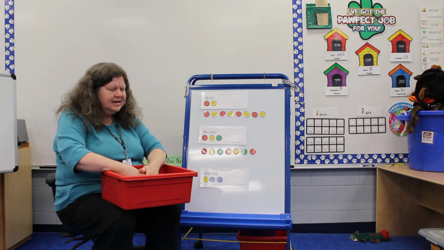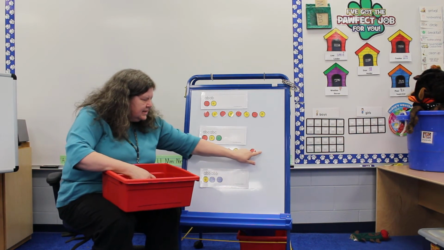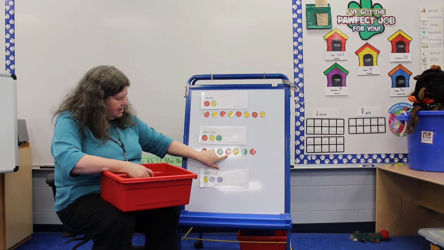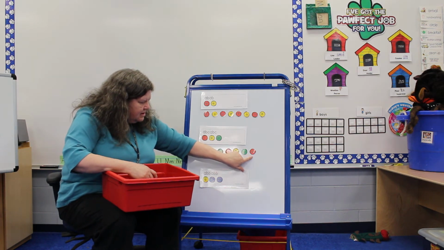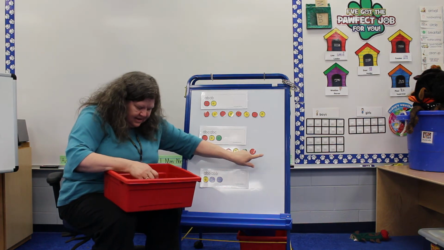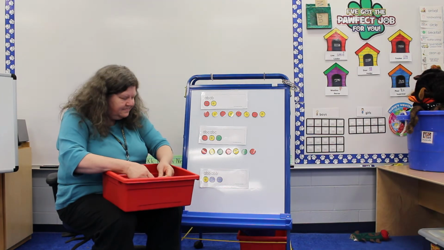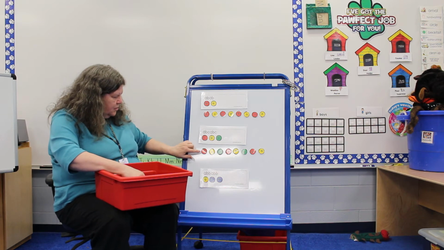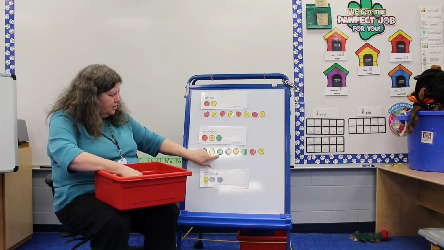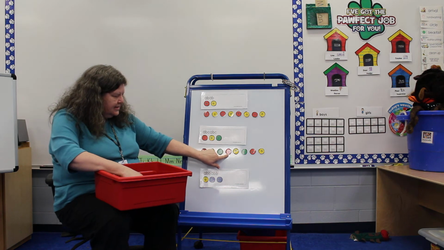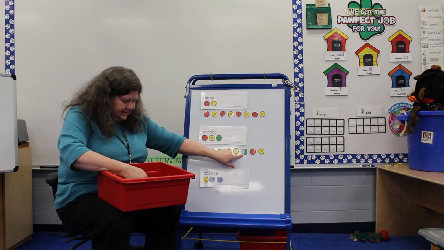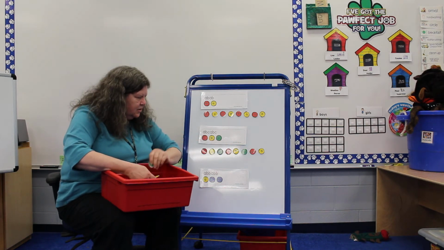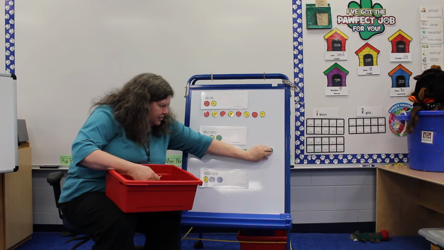Now, think in your head. What goes here? What comes after the red button every time? Every time after the red button, if you said a yellow button, you're right. This pattern is red button, yellow button, green button. Red button, yellow button, and now we need a green button to finish that pattern.